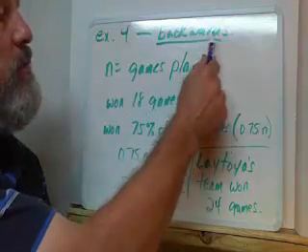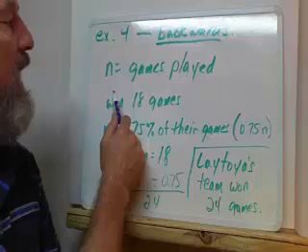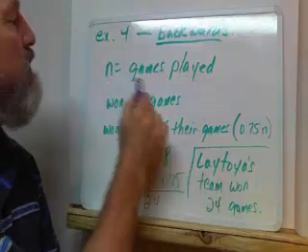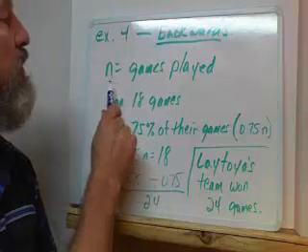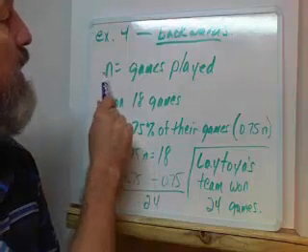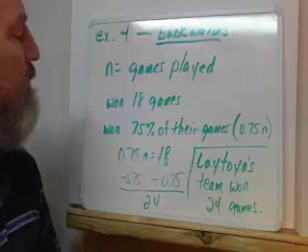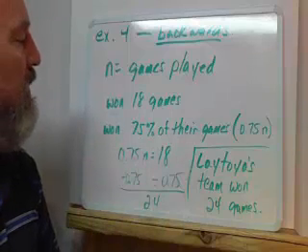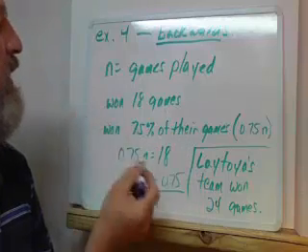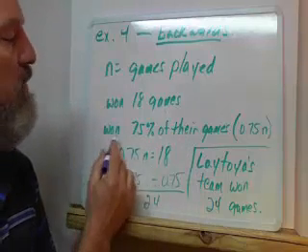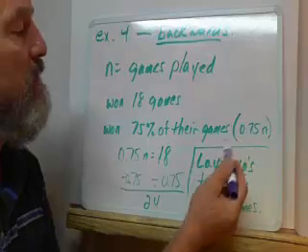Again, we're going to work backwards. It's a word problem. The last thing they ask you is how many games were played, so we're going to use the letter N. You can use any variable you want. N is the number of games played. Then the second to last statement tells you that the team won 18 games. And the first statement is that they won 75% of their games.